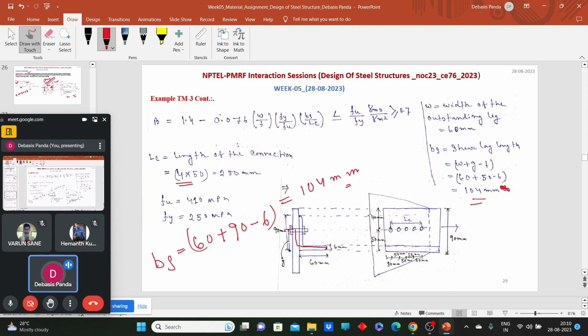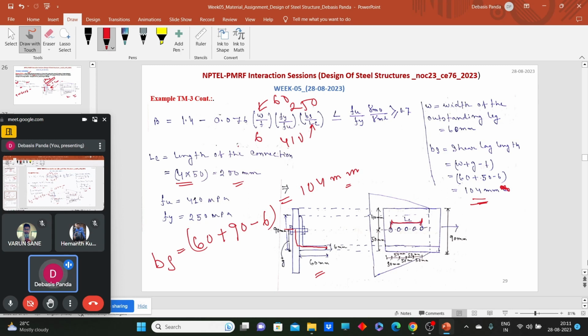Okay. Now what will be the W value? It is the width of the outstanding leg. So for this case, 60 will be the outstanding leg. So put all these values here. W is equal to 60, T is 6 mm, Fy 250, Fu 410, Bs is 104, LC is the length of the connection that is measured from the center of first bolt to the center of last bolt, and that comes as 200 mm.